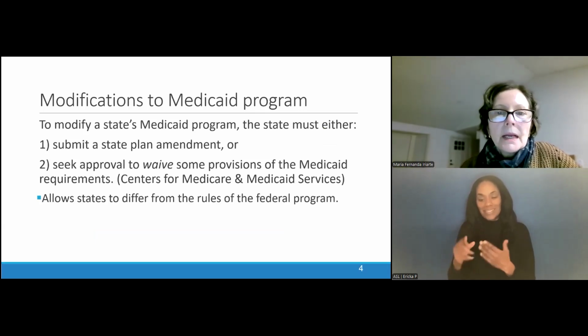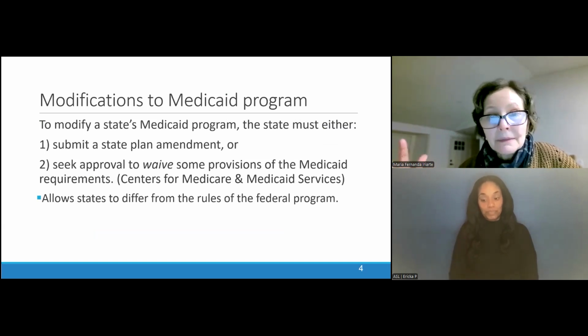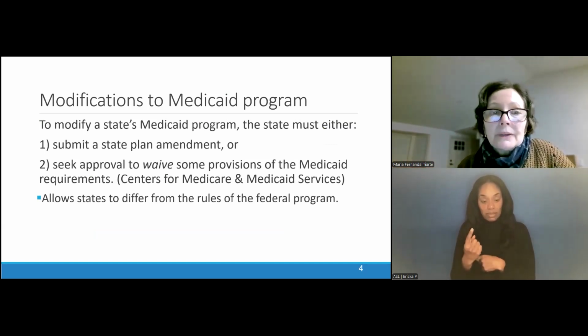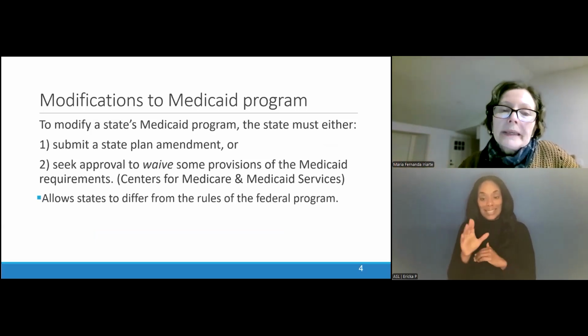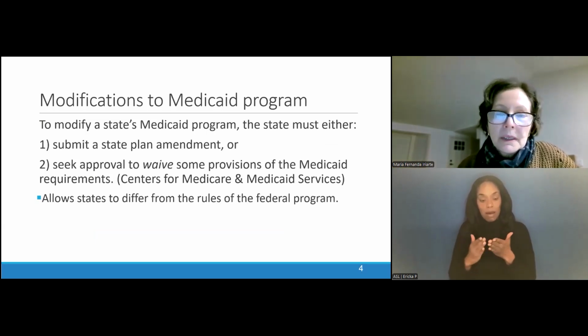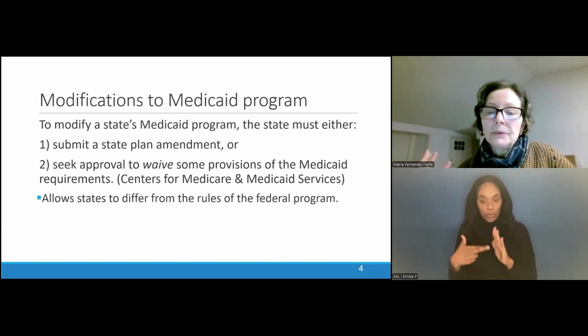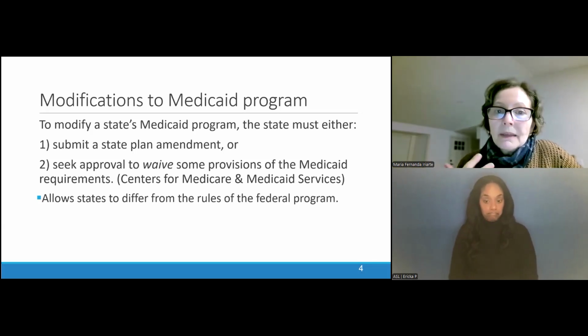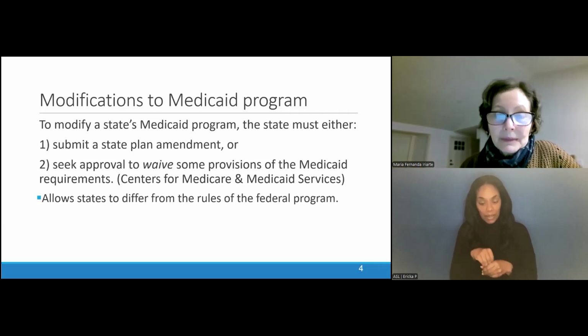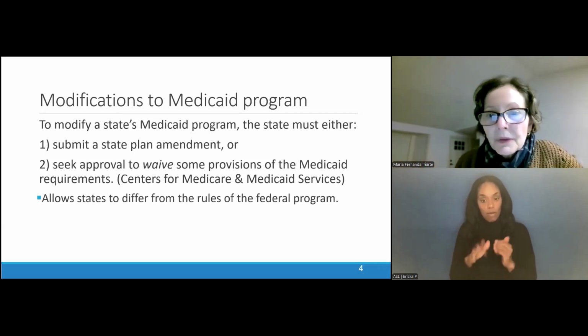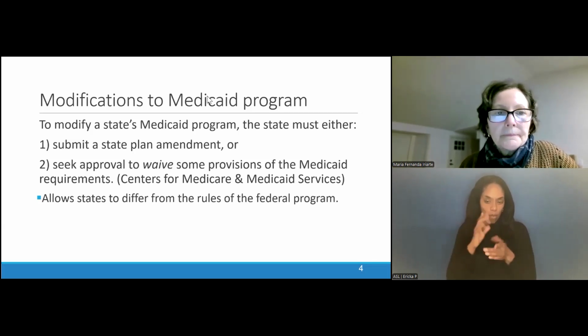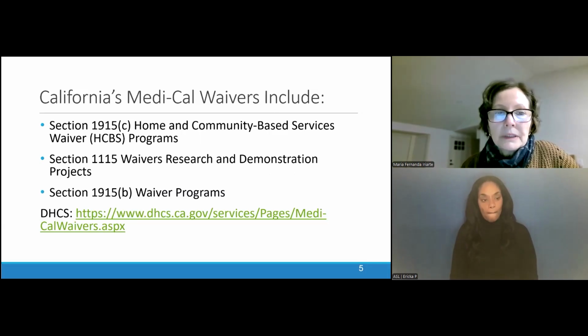We call it Medi-Cal. So when the state wants to amend the state plan, change something that was already approved, it can either submit an amendment to the state plan, or it can seek to waive some of the provisions in the statutes that concern Medicaid and waivers. And I'll talk about what some of those provisions are. So it allows states to not comply with all of the rules that the federal government has, because when the state agreed to participate in the Medicaid program, it agreed to follow all the rules. So a waiver is waiving some of those rules and provisions. And we'll talk about them in a minute. So we have what are called Section 1915(c) of the Social Security Act waivers, and those are the home and community-based services.